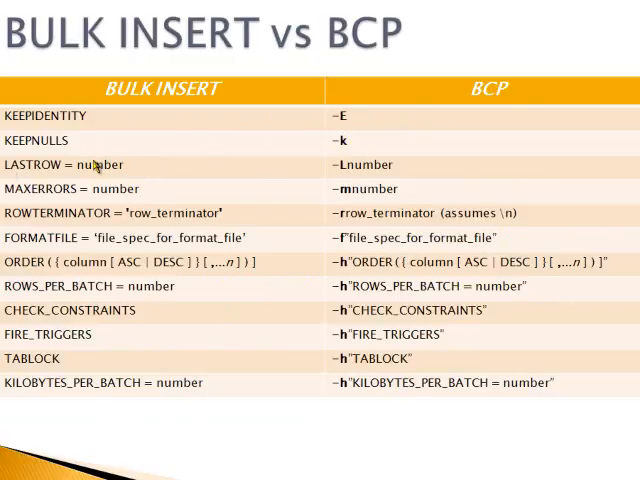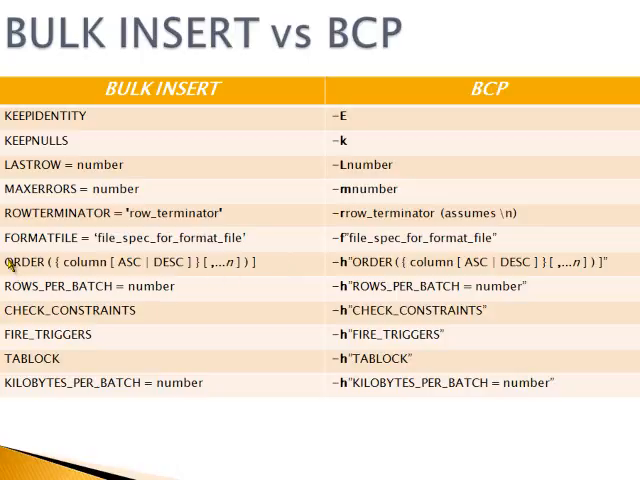Keep nulls, last row. If you happen to know how many rows you're going to be loading, that can also help, because there's a little bit of overhead in figuring out when did I reach the end of the file. Row terminator, you have to specify it. BCP will assume a new line. Format file, I repeat myself. Like I said, it helps the processing engine discover how quickly it can, what the order of the columns are, what their data types are.